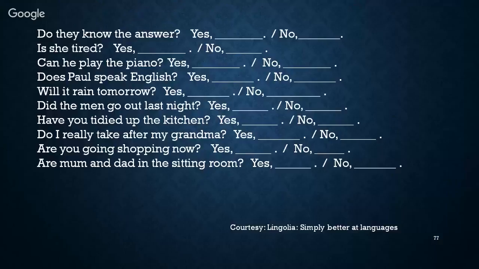Have you tidied up the kitchen? Yes, I have. No, I haven't. Do I really take after my grandma? Yes, you do. I becomes you. No, you don't. Are you going shopping now? Yes, I am. No, I'm not. Are mom and dad in the sitting room? Yes, they are. Mom and dad, plural. No, they aren't.